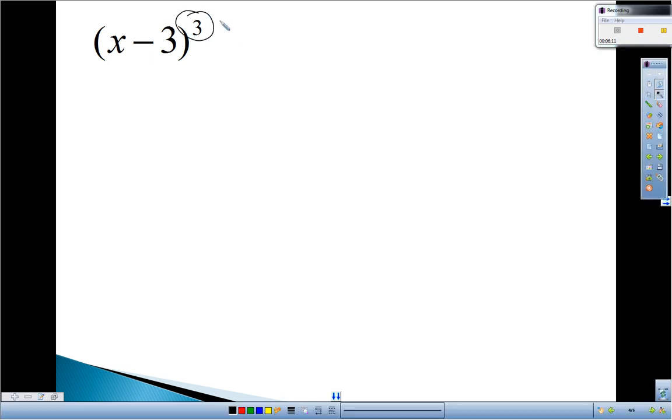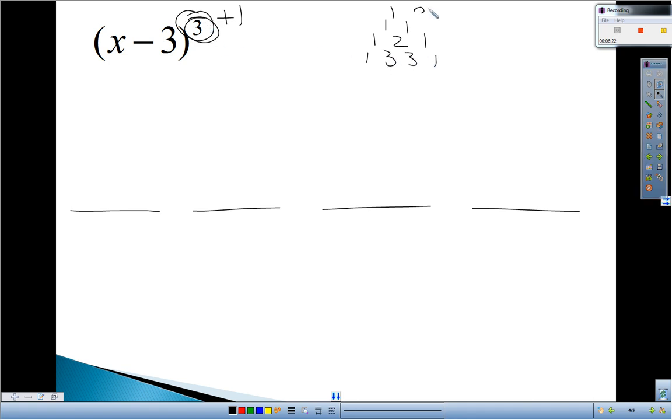So x minus 3 to the third power. So I'm going to have 4 terms, because it's always one more than the power. I'm going to look at Pascal's triangle, and this time I'm going to look at the third row. So this is row 0, row 1, row 2, and row 3. So those are the numbers I'm going to use, 1, 3, 3, 1.